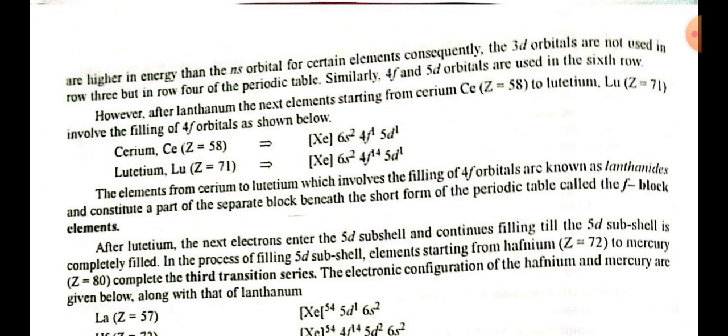Electronic configurations of thorium and lawrencium are: the elements from thorium to lawrencium that involve the filling of 5f orbitals are known as actinides, and they constitute a part of the separate block beneath the short compact form of the periodic table called the f block. After lawrencium, the next electron enters the 6d subshell. Elements appearing after actinides are commonly known as post-actinoids.